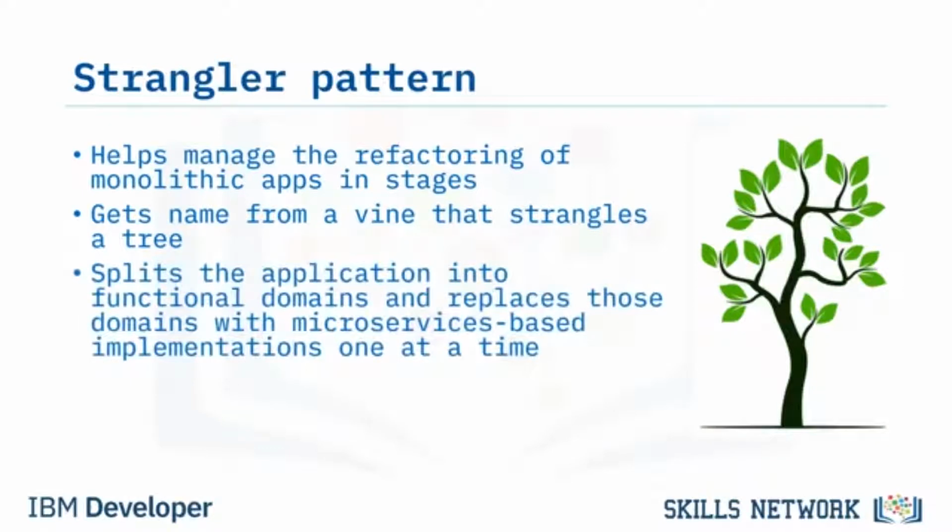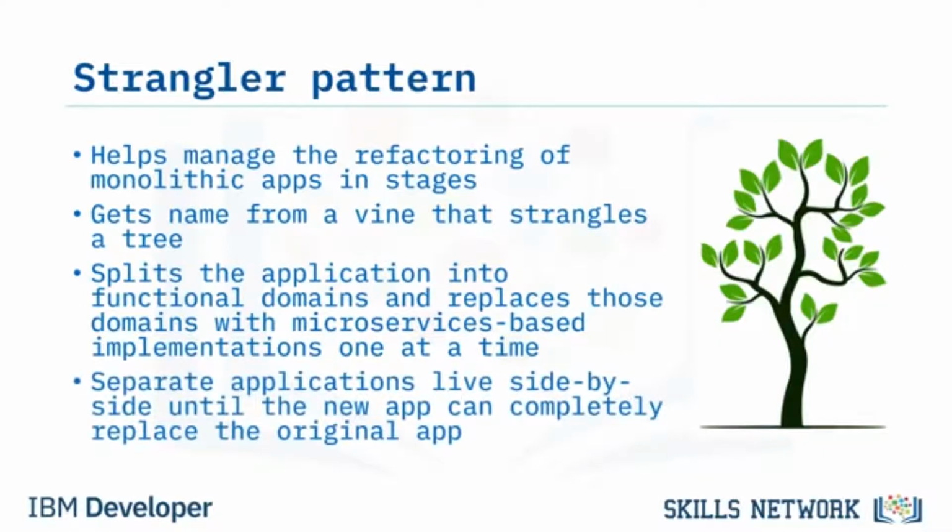Think of a web application built using individual URLs that map functionality to different aspects of a business domain. With the strangler pattern, you use the structure of a web application to split an application into multiple functional domains and replace those domains with a new microservices-based implementation for one domain at a time. These two aspects form separate applications that exist side by side in the same URL space. Over time, the newly refactored application replaces the original application until finally you can shut off the monolithic application.